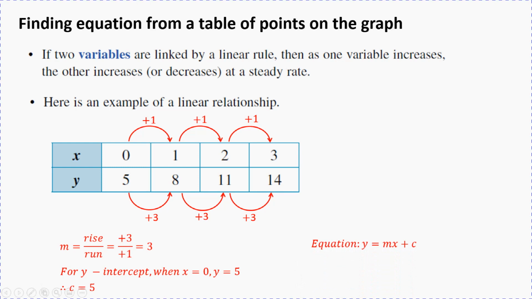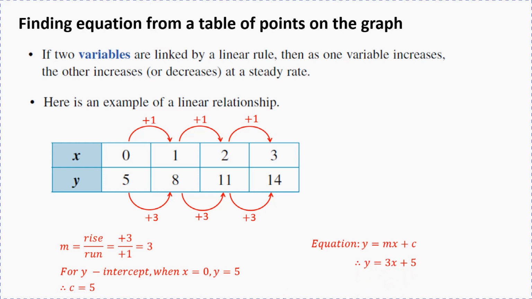Okay, so when the y-intercept is 5, in terms of the symbol in the equation, you would say c is 5. Now we've got m equals 3 as gradient, c equals 5 as y-intercept, then you can find the equation. That's what we are going to do today.